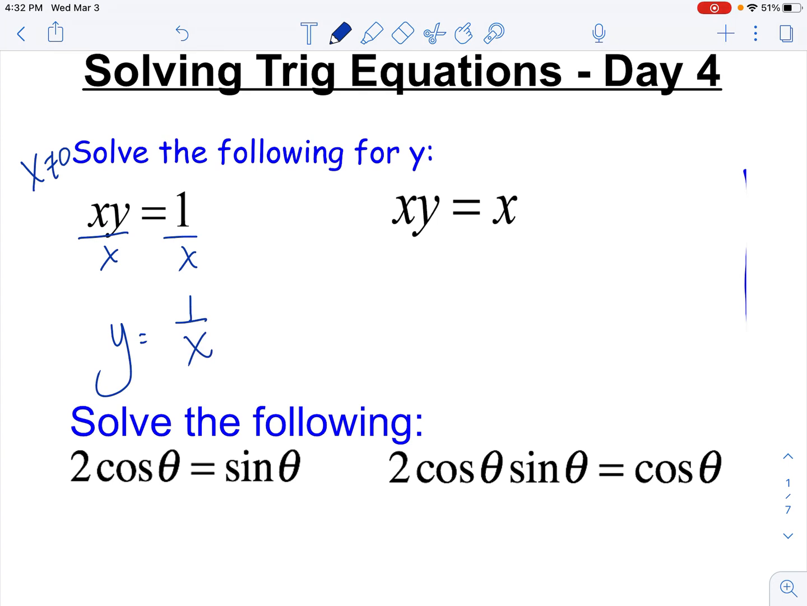So the next one, we cannot divide both sides by x, because if we were to divide by x, those x's would be gone. So the x completely disappears from the equation. So what we want to do instead when we have an x on both sides is we want to get everything on one side. So I get xy minus x equals 0, and I want to factor out that x. So I get y minus 1 equals 0. And then we can solve for y there. We can set both of them equal to 0 and go from there.